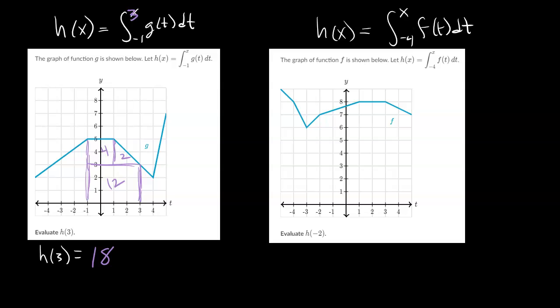So -4 way over here to, what were we doing? -2. This is kind of an annoying shape, but we'll go with it. So we've got 2 by 6, 1 by 1, which is 0.5, and we've got 1 by 2, which is 1. So h of -2 would be 13.5.